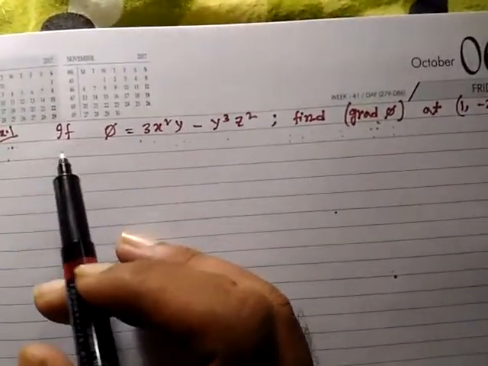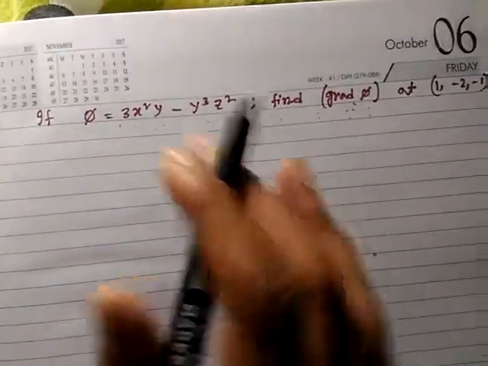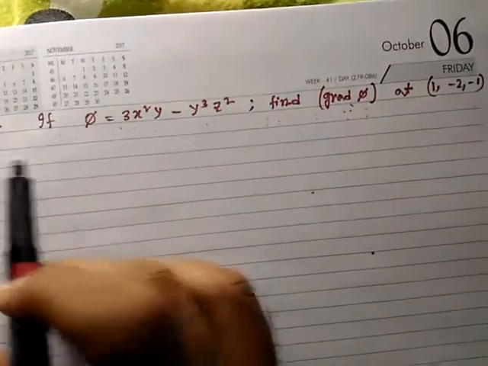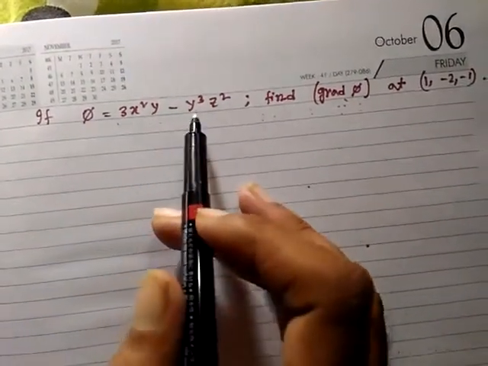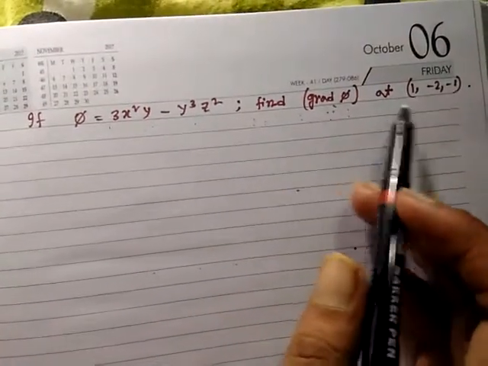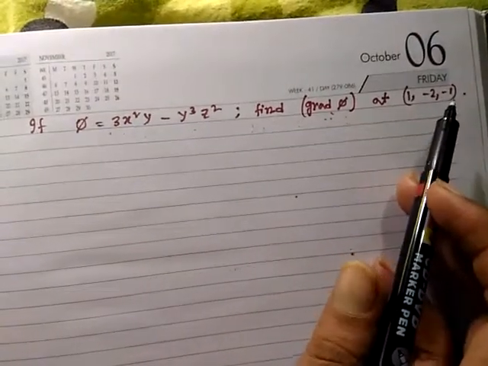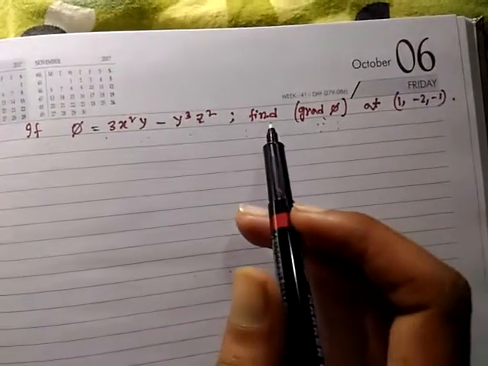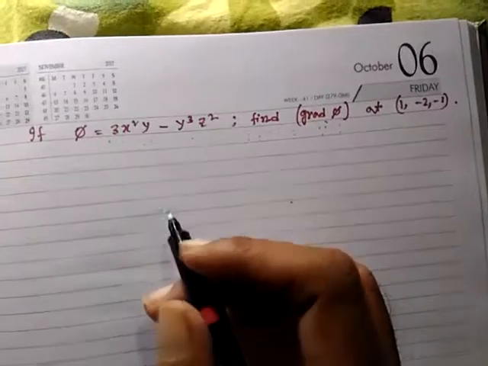Dear students, now let us take an example on the basis of gradient of a vector function phi. If phi is equal to 3x square y minus y cube z square, then find grad phi at the point 1, minus 2, minus 1. So we have to first find out grad phi of this function, the gradient of this function phi.